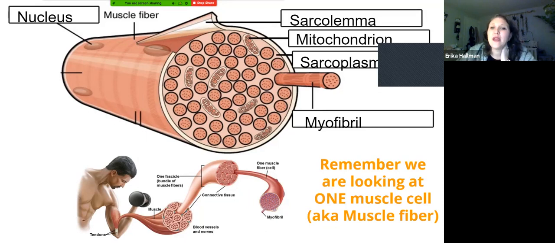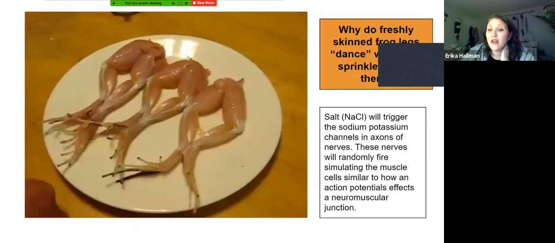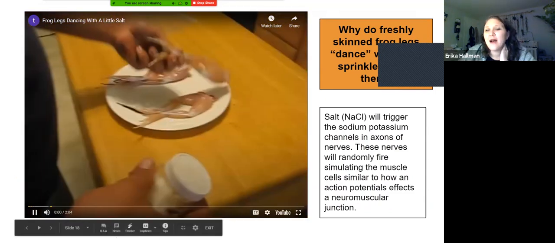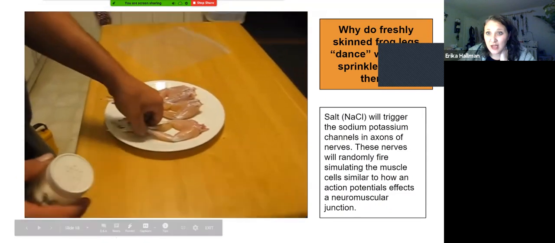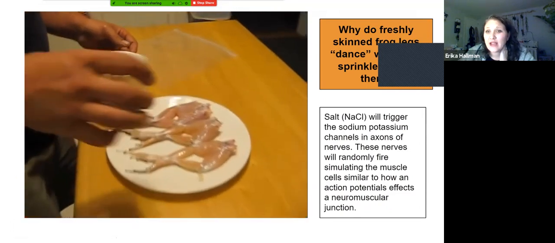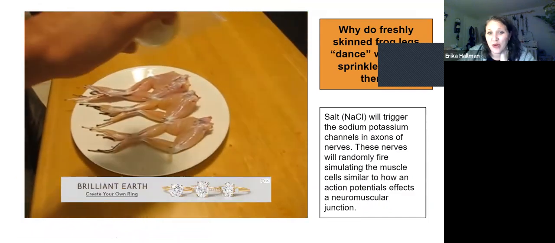Inside of that muscle cell, we have myofibrils. All right, so those myofibrils are going to be the small contracting unit that actually do the mechanism of contracting the muscles. And what we're going to see on this really fun video is that those contracting elements of a muscle cell will actually contract even if they're not connected to a brain that triggers them to contract.